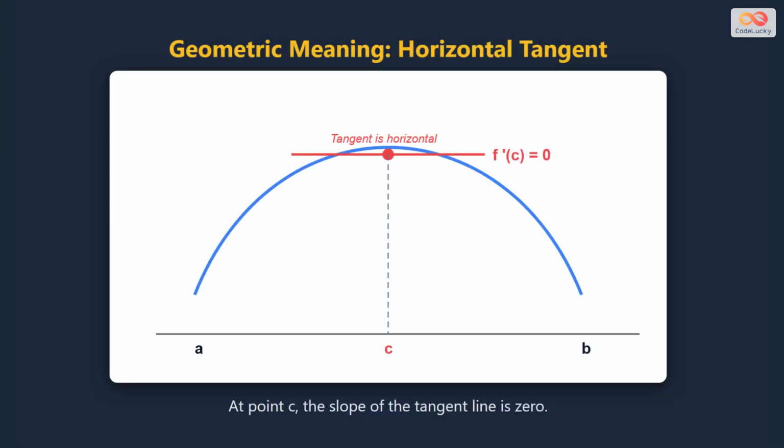Geometrically, f prime of c equals 0 means we have a horizontal tangent line. Look at the peak of this curve. At that exact top point c, the red tangent line is perfectly flat. It's not pointing up and it's not pointing down. The slope is 0.